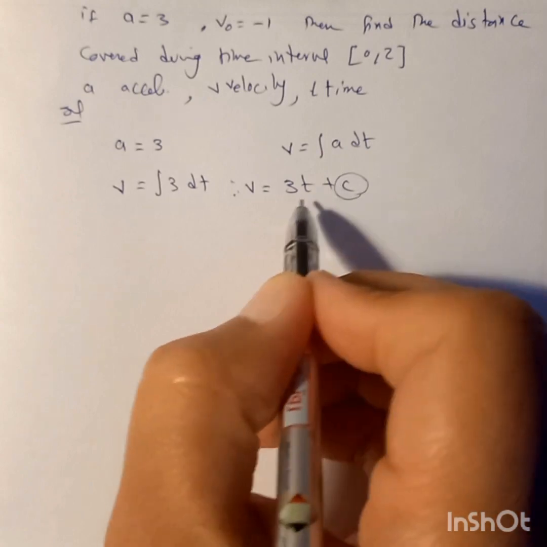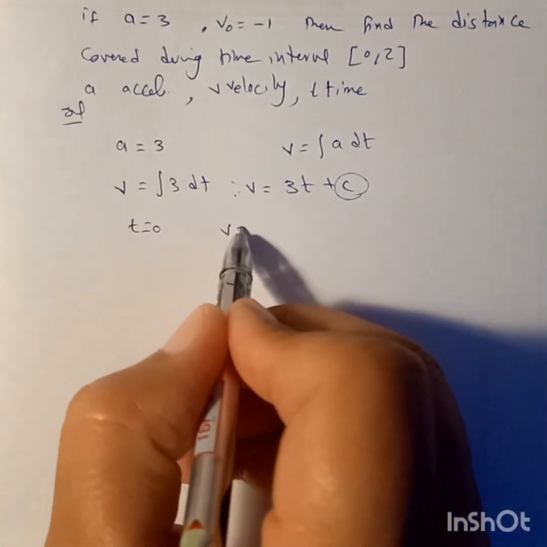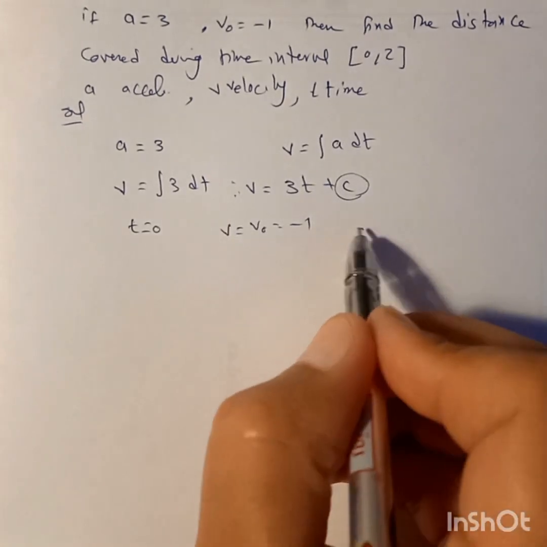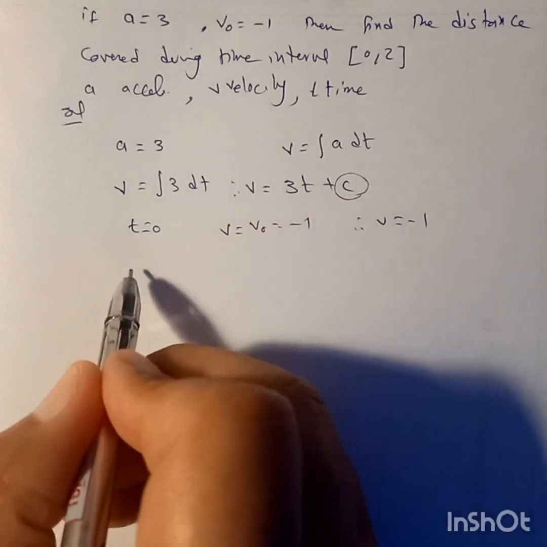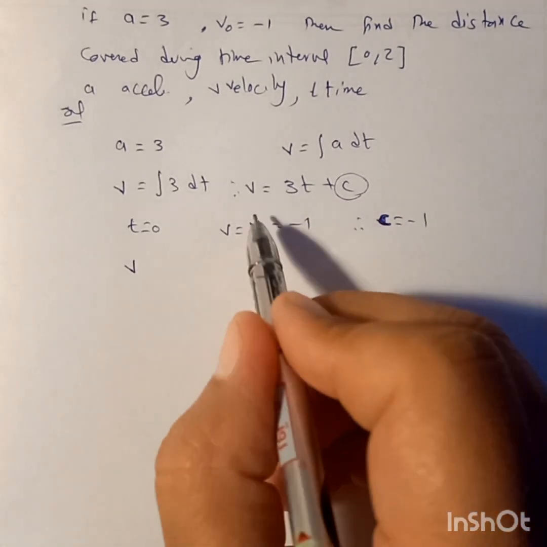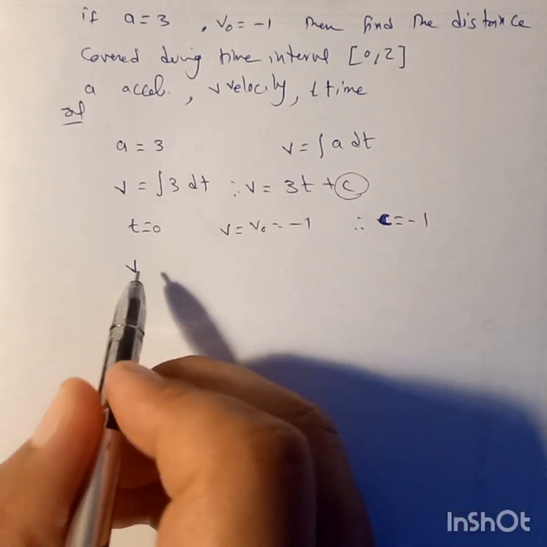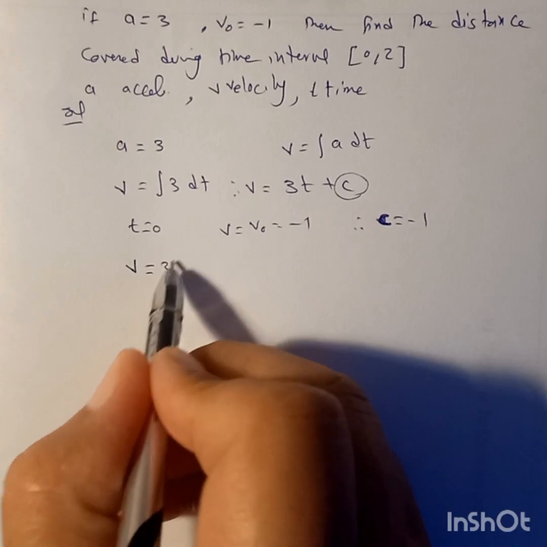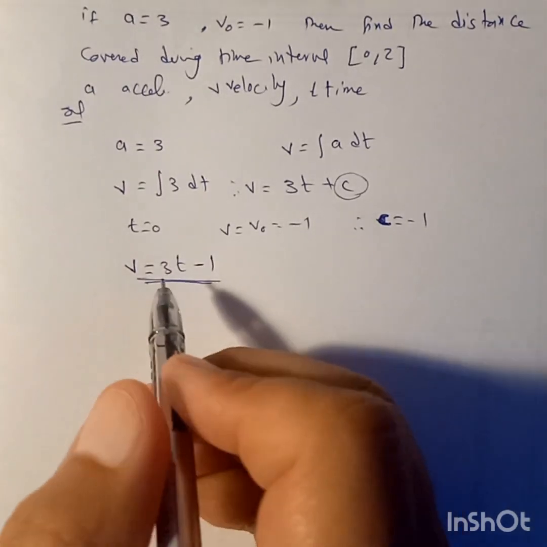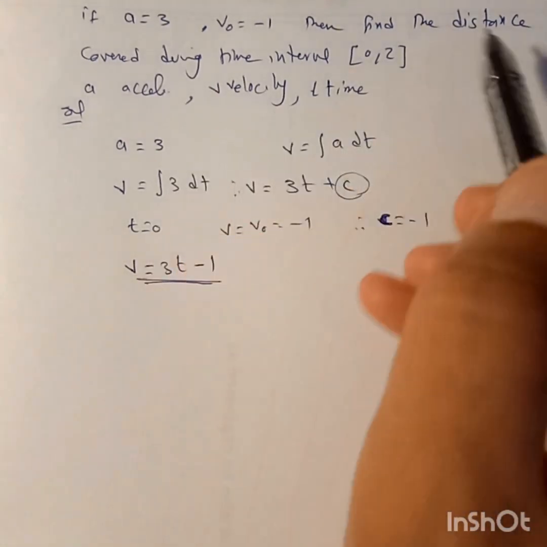To find this constant, it's given that at t equals 0, v equals v naught equals negative 1. Then the constant equals negative 1, and we have v equals 3t minus 1. This is the equation of the velocity. It's required to find the distance.